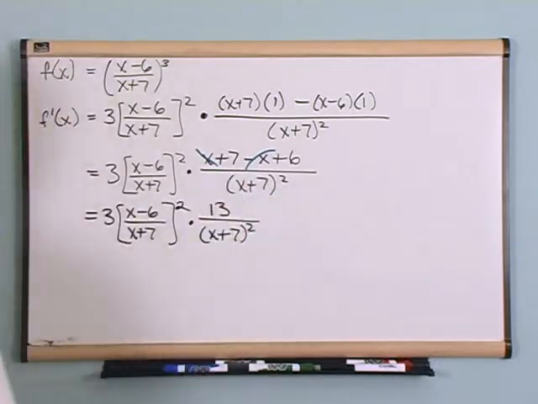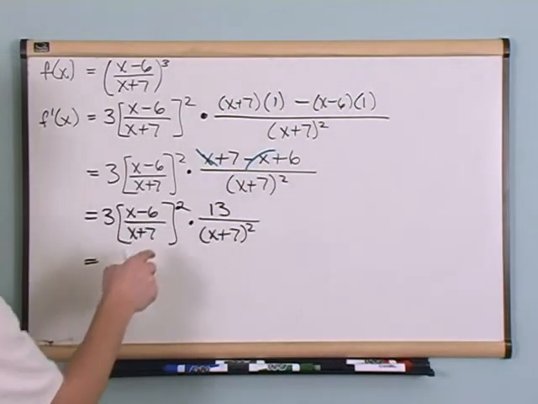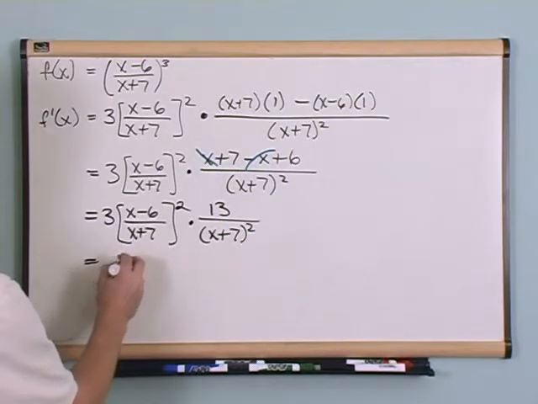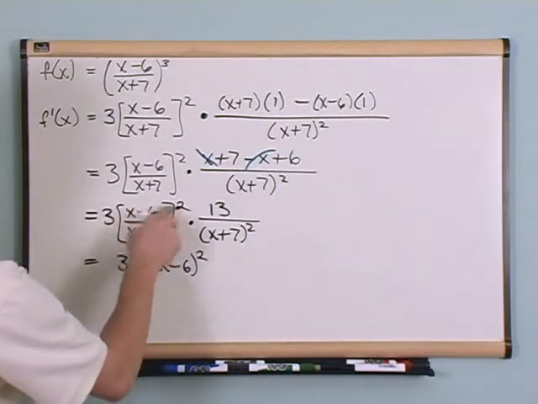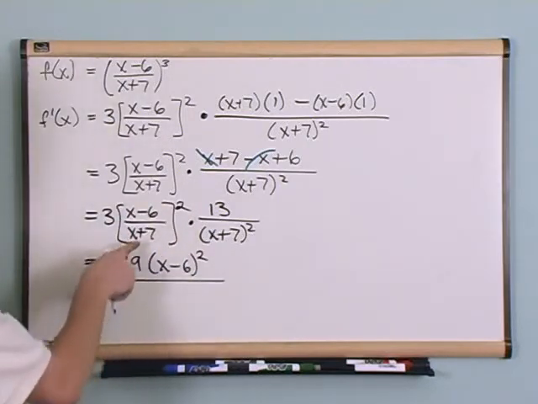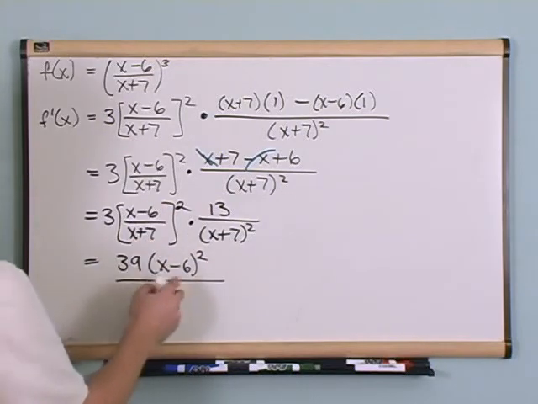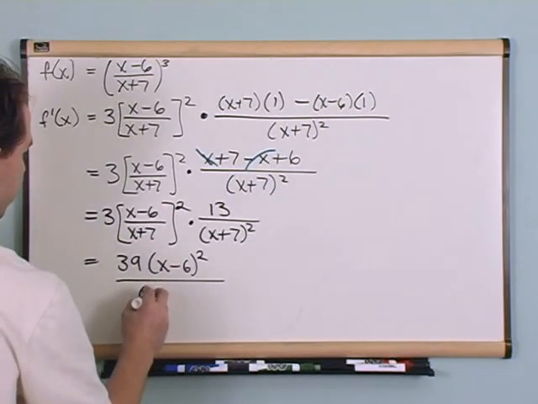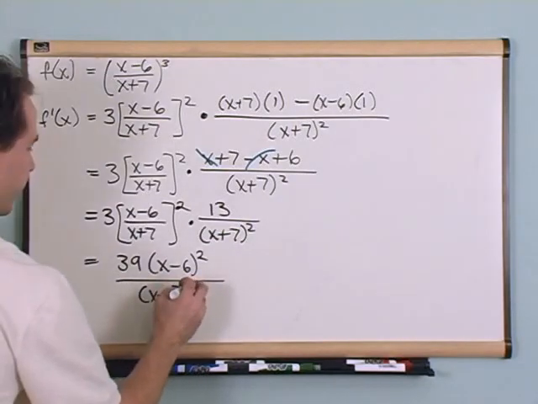Again, this is squared. So really, in the end, you're going to have 3 times 13 is 39. You're going to have x minus 6 squared on the top. And on the bottom, you have an x plus 7. Remember, it's squared because you have this whole quantity squared, times an x plus 7 squared is going to give you x plus 7 to the 4th power.